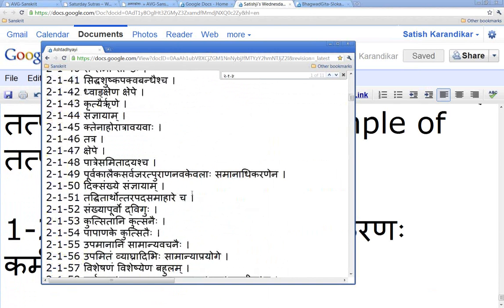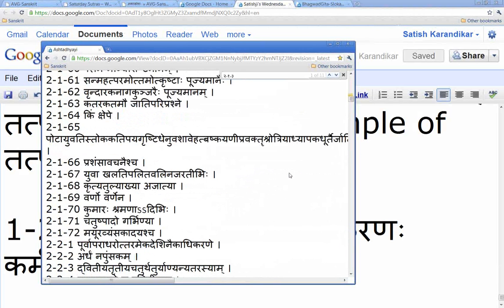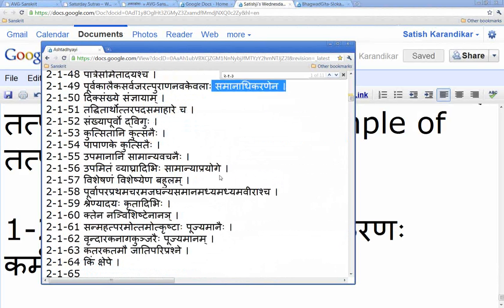So we talked about samanadhikaranena, starting from 2.1.49, going to the end of 2.1.72. Within 2.1.72, the karmadharaya compound, another sanya is coming, which is sankhya purvo dviguh. So the dvigu compound is a subset of karmadharaya, which is a subset of tatpurusha. So this is how it goes. Anyway, we'll come to it in a later lesson.